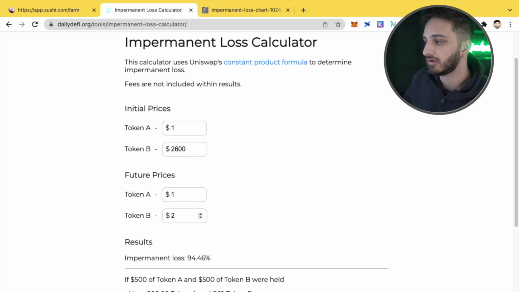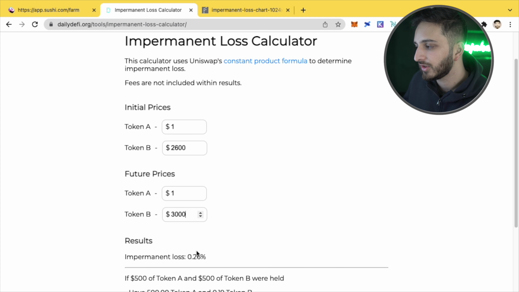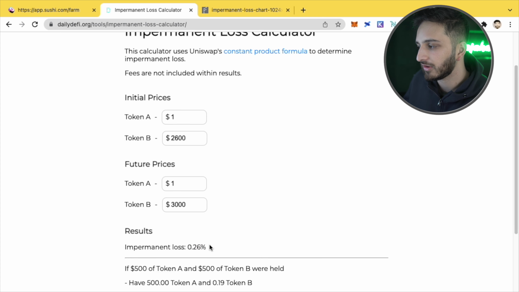Now, what if Ethereum slightly increased to 3,000? Well, you can see that now we've got a slight impermanent loss. In reality, we haven't actually lost money, we've made money here, but had we just held these assets, token A and token B originally, we would have made 0.26% more. And that's because of this constant rebalance that has to happen in the pool.